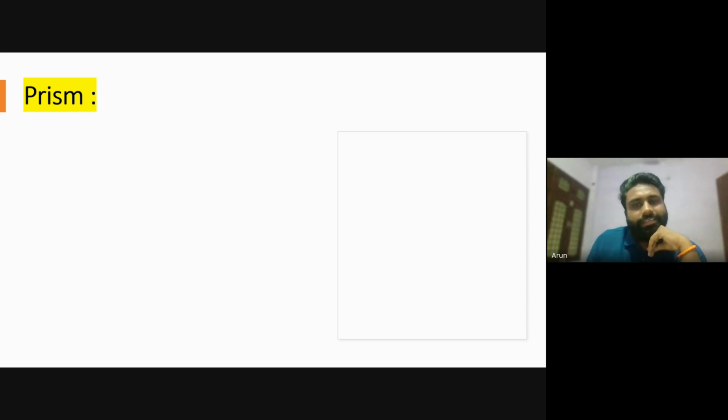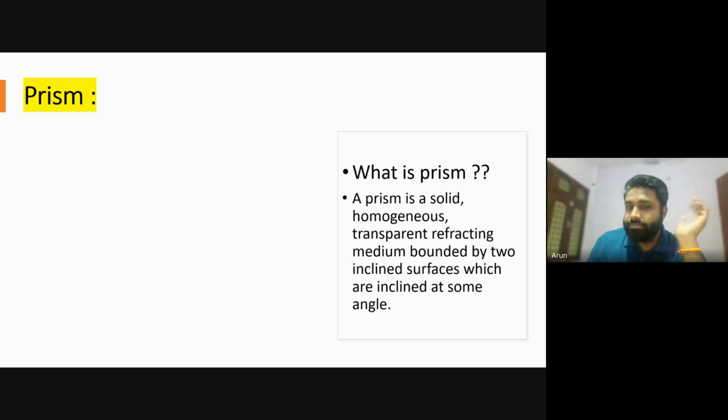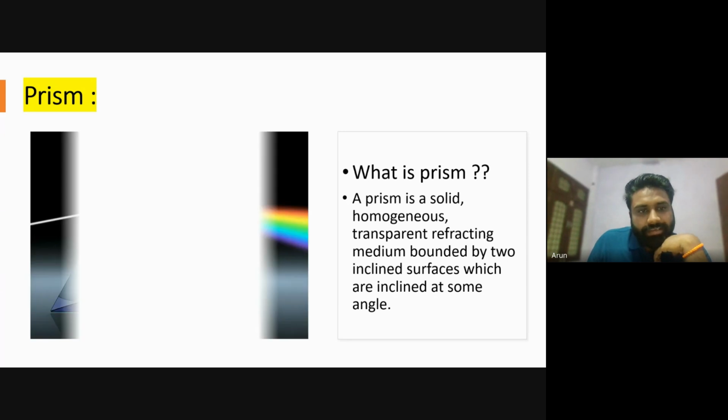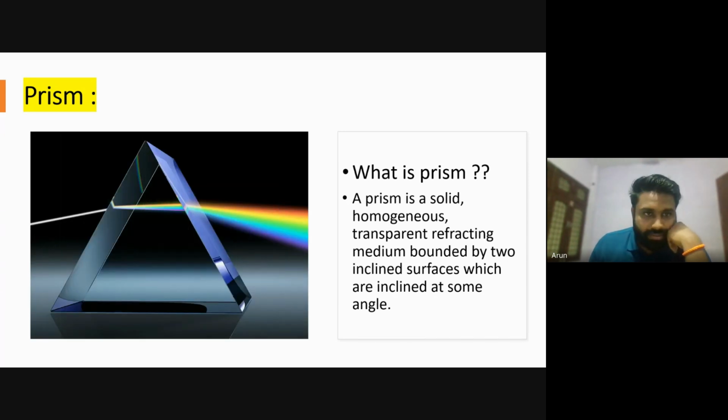Okay. Like in the definition we will say, what is a prism? A prism is a solid, homogeneous, refractive medium bounded by two inclined surfaces which are inclined at some angle. I hope this image will clear all the things to you. You can see these surfaces are inclined at some angle. And it is a homogeneous medium also, meaning there is no air inside of it, and transparent also.